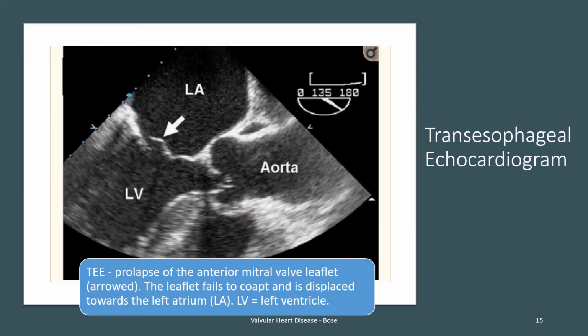In this transesophageal echocardiogram, the anterior mitral valve leaflet is showing as prolapsing back into the atrium. The leaflet fails to stay in place and is displaced back into the left atrium from the left ventricle. And again, this happens during ventricular systole.